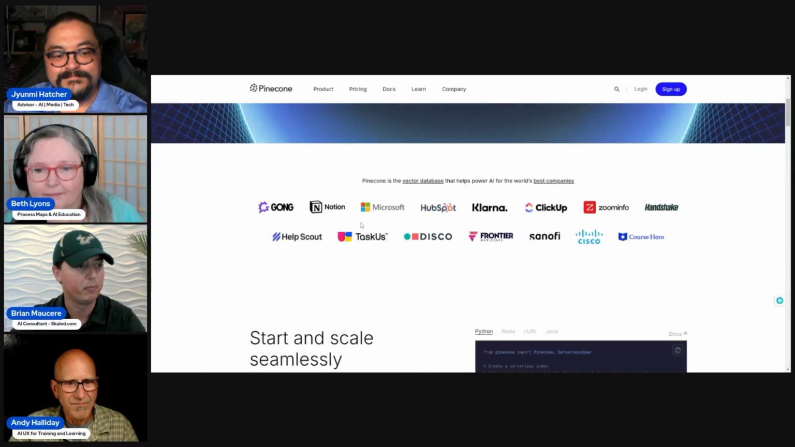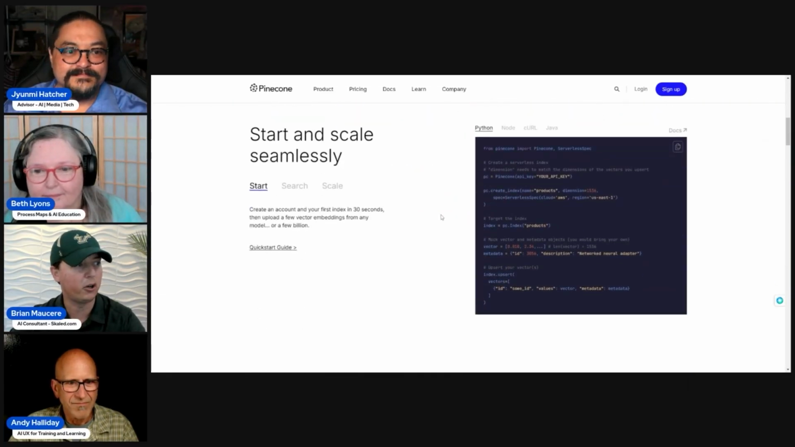I'm only bringing up Pinecone because it's one of many companies, but one of the more popular ones I'm aware of. It says here, Pinecone serverless lets you deliver remarkable Gen AI applications faster. It talks about starting and scaling seamlessly: create an account and your first index in 30 seconds, then upload a few vector embeddings from any model, or a few billion. Then you can search through them with low latency vector search to retrieve relevant data for search, RAG, recommendation, detection, and other applications, and it lets you scale.